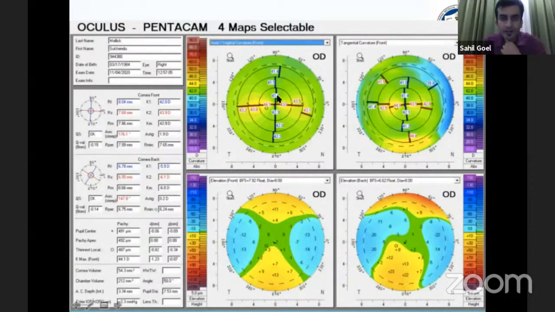So this is the axial map, and as you can see, 41.7, 42.3, the inferior superior asymmetry here is less than 1.4.